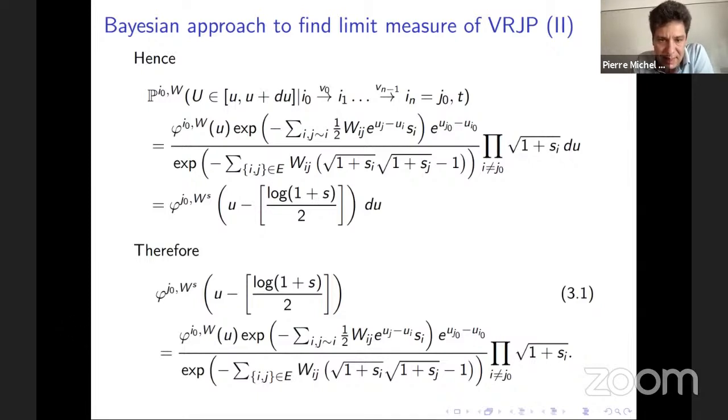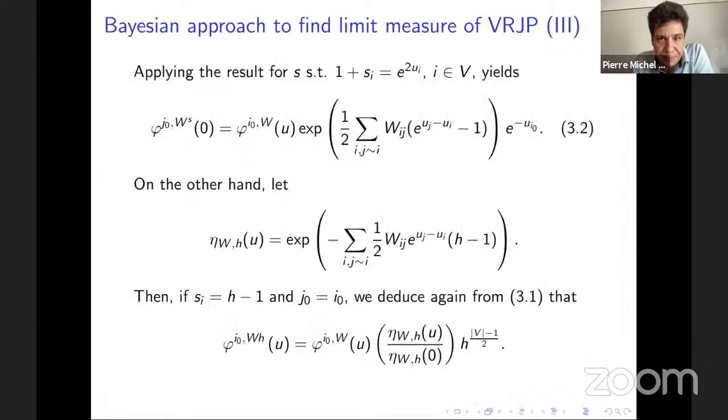It actually looks a little bit more complicated than the formula for edge reinforced random walk, but it's easier to use. So the way you do it is first you apply the formula for two choices of S. The first choice of S is the one in which you take 1 plus Si equal to e to the 2 ui. You should actually multiply by a certain h here. I didn't, but it wouldn't change the result dramatically.